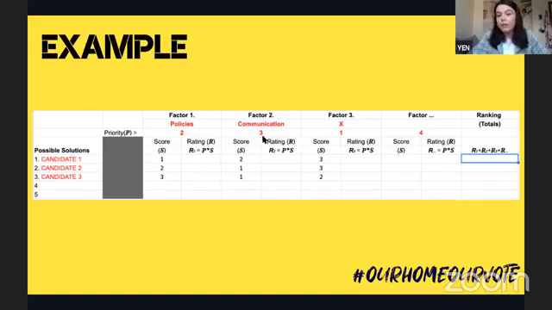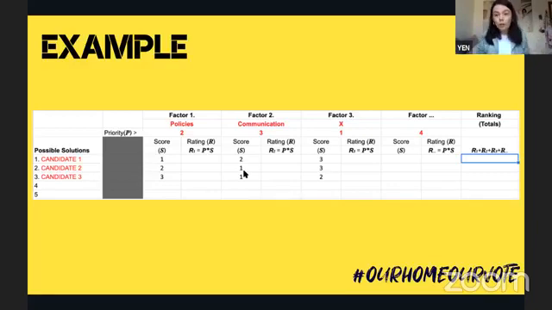So for example, we do the same thing with communication. Candidate 1 was okay with their communication, so we gave them a 2, but candidates 2 and 3 were really, really good at responding, so we gave them a 1 because they were both the best. And it doesn't have to be 1, 2, and 3. You could do everybody 1 if everyone's really good at a certain factor.